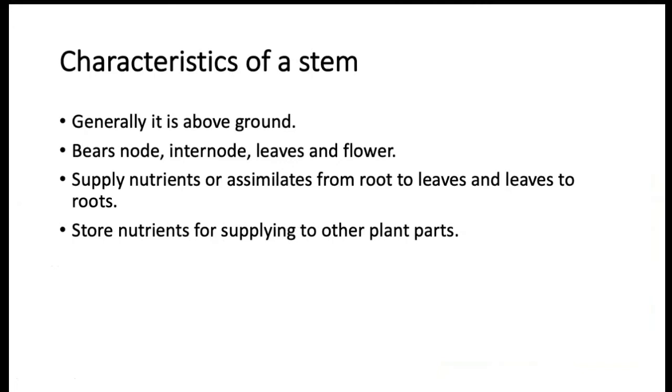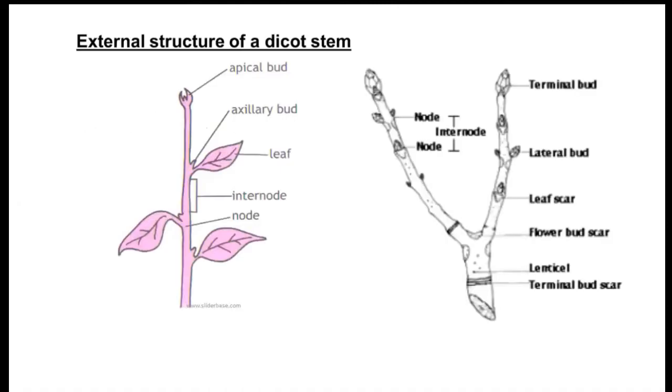So these are the characteristics of stem. I'm not going to describe them because you can see it. Above ground, has node, internode, leaf, supplies nutrients, and stores nutrients. So this is a very simple picture. You can see the apical bud which arises at the top of the stem. Apical bud will always be at the very top, the apex. When it is on the side of the plant, it is called axillary or lateral.